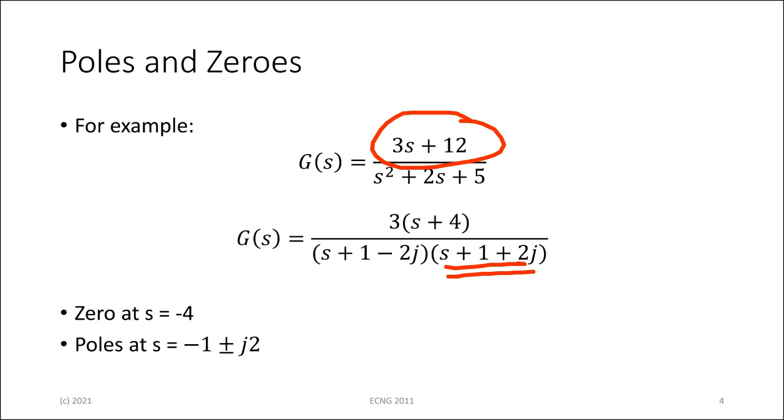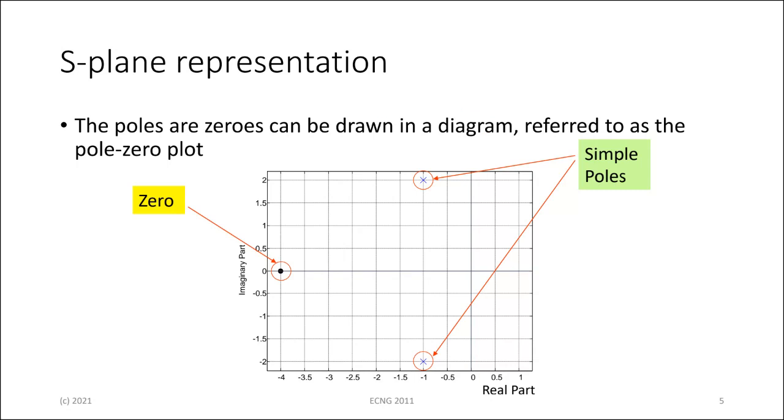So what this is telling us is that this has a 0 at s equal to minus 4, and it has a couple of poles at s equal to minus 1 plus or minus 2j. What we do again is that we take that and we can draw it on a diagram. This diagram is referred to as a pole-zero plot. And notice where we are.